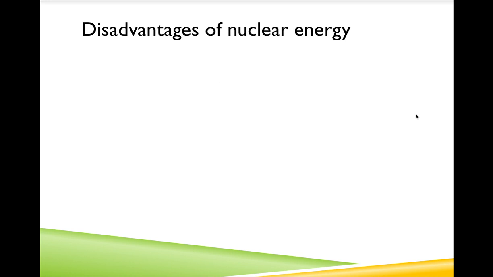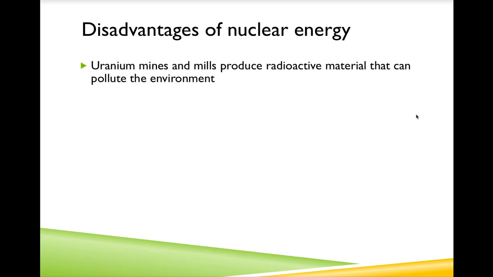Now, disadvantages of nuclear energy, because you knew there had to be some. The uranium mines and the mills produce radioactive material that can pollute the environment. It's supposed to be disposed of safely and securely, but we know that that doesn't always happen. And the uranium-235 enrichment process also produces waste that needs to be disposed of.